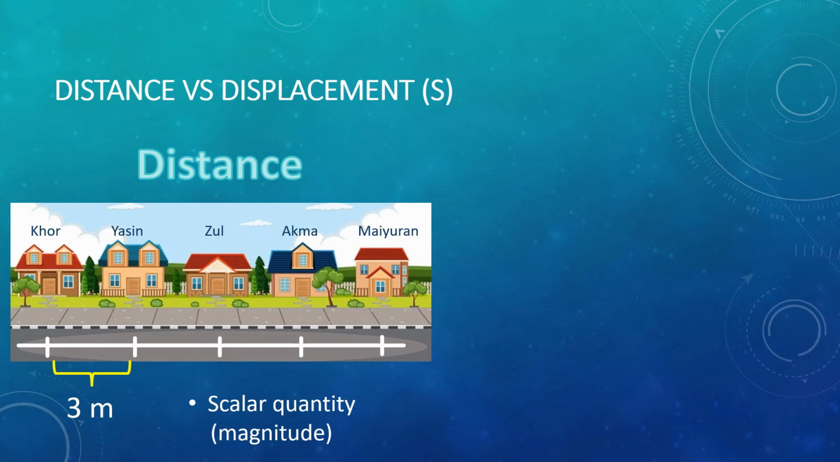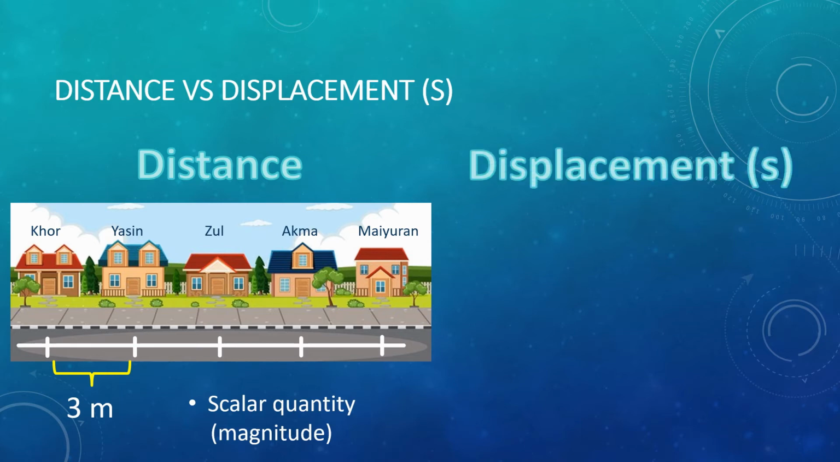Now I'm going to further explain distance versus displacement. Distance is the total path traveled by a particle. For example, there are 5 houses here. Let's say each gap between the houses is 3 meters. If I ask what is the distance between Cole's and Axel's house, it would be 9 meters. Distance is a scalar quantity which only involves magnitude.